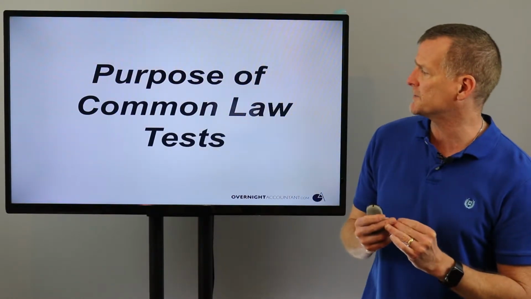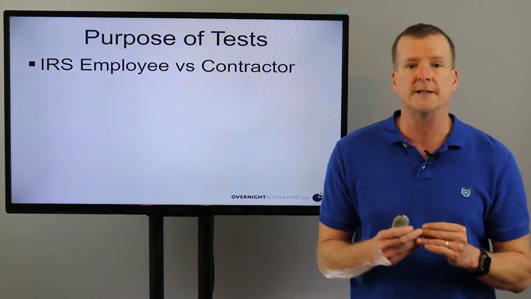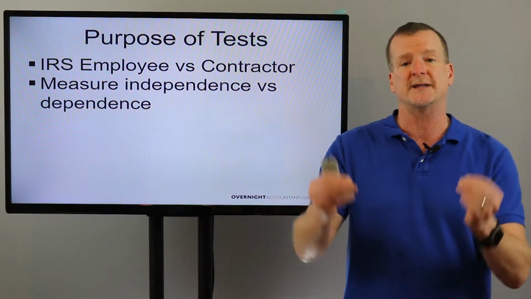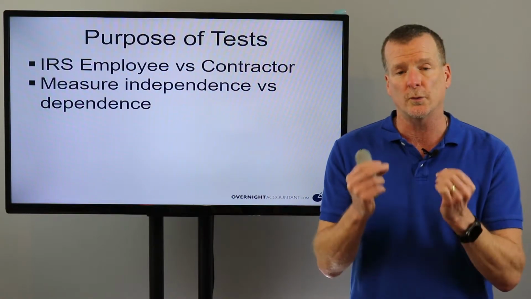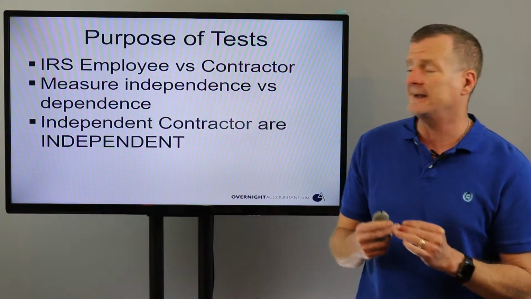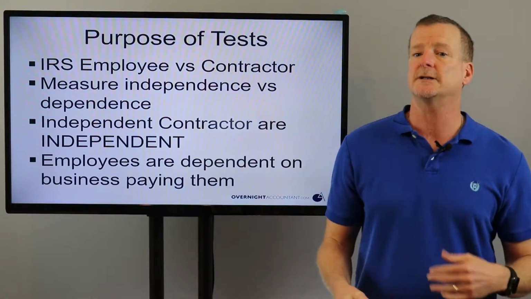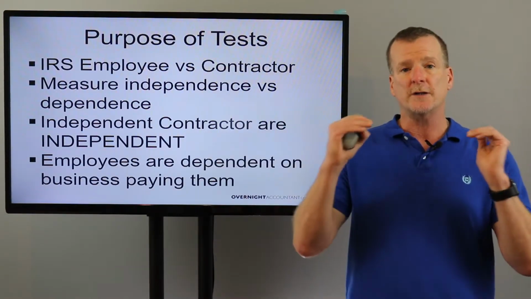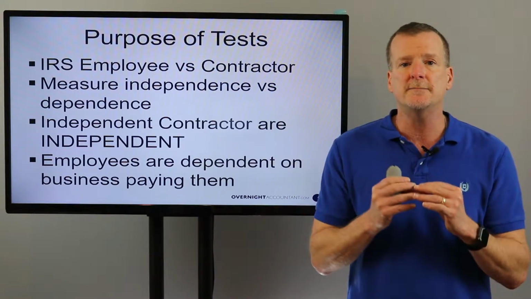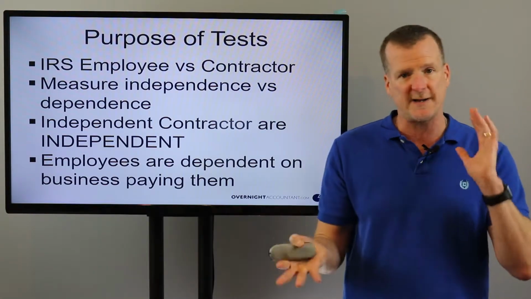All right, so what's the purpose of the common law test? Well, the purpose of the common law test is, obviously, for the IRS, they use them to determine whether someone's an employee or a contractor. And it all boils down to this. You want to measure the independence of the individual or the worker versus the dependence of the worker. Think about it. Independent contractors are in business for themselves by definition. They're independent, whereas an employee is not independent. They are dependent on the employer or the business paying them in many different ways. So independence, independent contractor; non-independent, employee. It's kind of what all these factors boil down to.